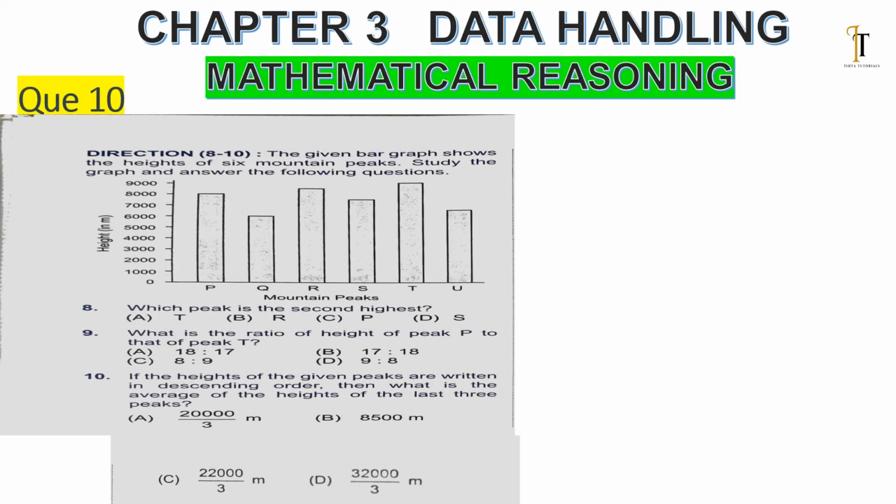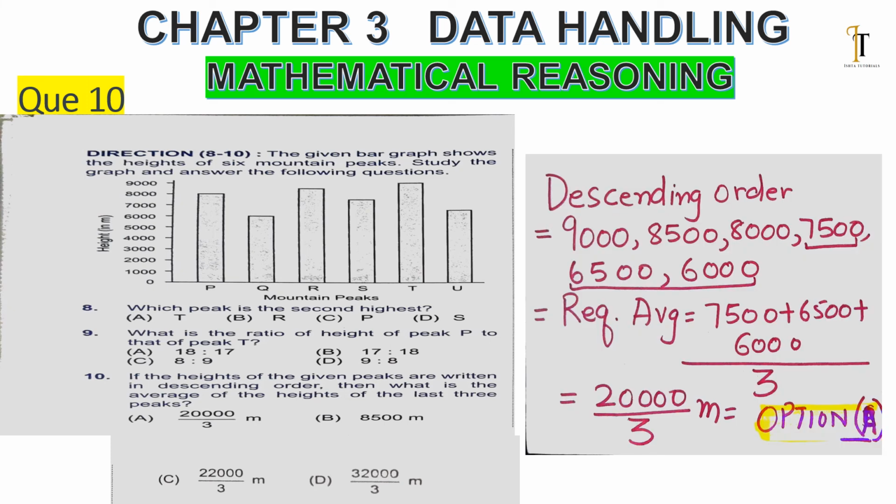Now question number 10. If the heights of the given peaks are written in descending order, then what is the average of the height of the last three peaks? Okay, so students, from the 8th question we already noted down all the heights of the peaks, but here you need to arrange them in descending order, means from the highest to the smallest number. So we get 9,000, 8,500, 8,000, 7,500, 6,500 and 6,000.